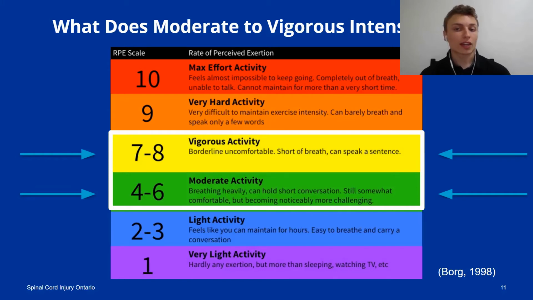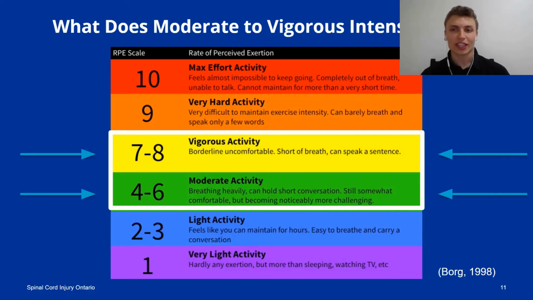So when the guideline recommends moderate to vigorous intensity, they're referring to that 4 to 8 range on this scale. So moderate intensity is when you begin breathing heavily, but you can hold a short conversation. It is still somewhat comfortable, but noticeably more challenging. But vigorous intensity is when you're working so hard that it is borderline uncomfortable and you are short of breath and probably not able to speak as much.